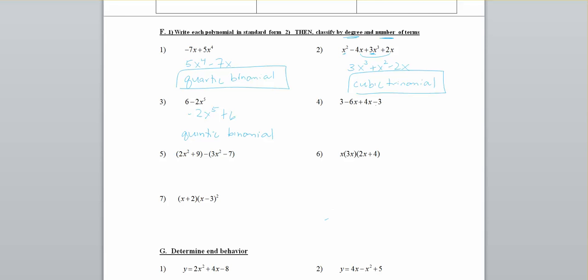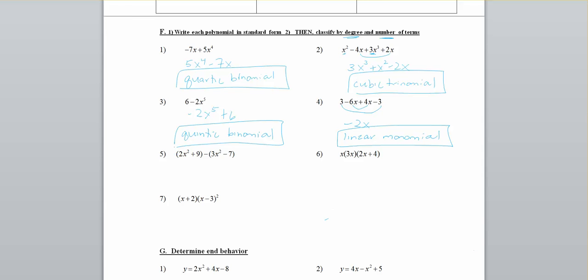Right? Number 4, now this looks like it might be 4 terms, looks like it might be linear, but I have to combine first. I get negative 2x. I actually have nothing left over. Negative 2x, x is linear, right? But since I only have 1 term, it's going to be a linear monomial. Right? So you need to know the names of the degrees and the number of terms.